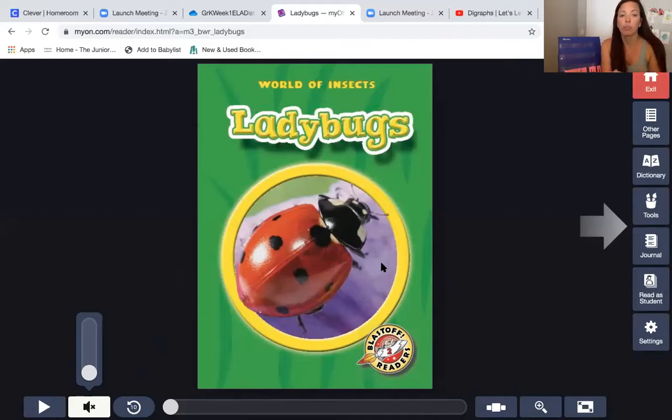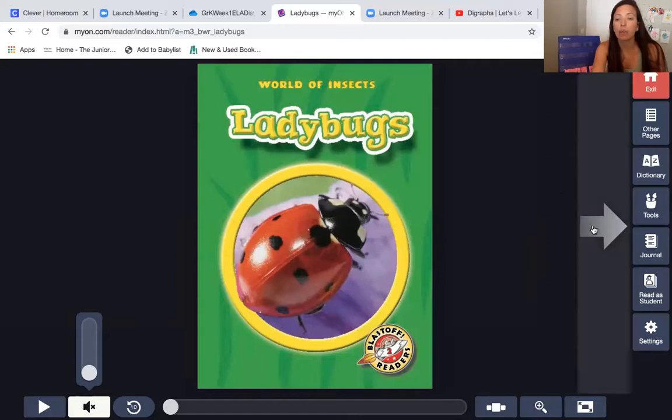So we're going to be looking for the word hatch. If we find that word hatch, we're going to stop and highlight it, and then we're going to talk about what that word means. Aphids is another word we're going to stop and highlight when we get to it. Claws, antennas, and larva. All these words are in this text and they all have to do with ladybugs. While we read, we're going to stop and highlight those words.